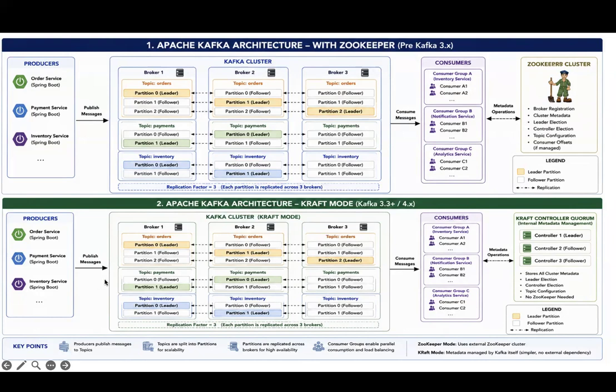So now we are very clear. If you want to introduce any broker, we can introduce the broker, and all the details will also be replicated here. So this is the basic architecture of Kafka.